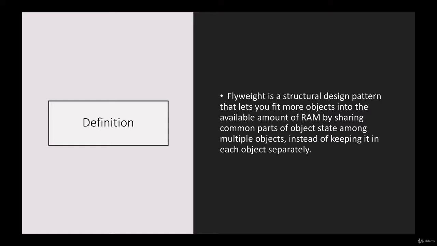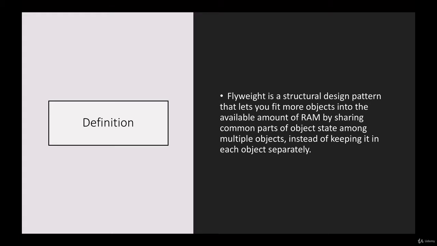There are so many things going on here, so we will take down this pattern one by one, and let's look at the important pieces of the definition and what this flyweight design pattern is trying to convey. It's trying to fit more objects in the available RAM. So it's doing the job of reducing your object size so that more objects could be fit in your RAM. And how it does that is by sharing common parts of object state among multiple objects.